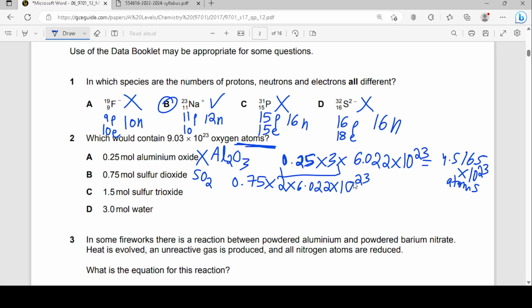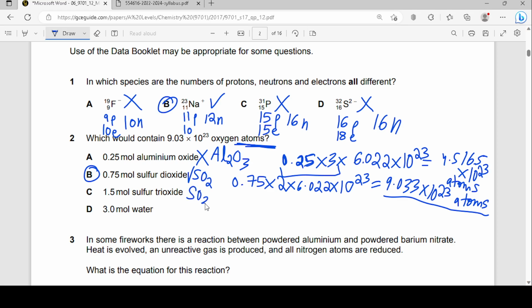So to do this calculation, we get 9.033 into 10 to the power of 23, which, to three significant figures, would be 9.03 into 10 to the power of 23 oxygen atoms. So that means that B is probably the answer, because 9.03 into 10 to the power of 23, that's what we got. But we can try out the other options as well.